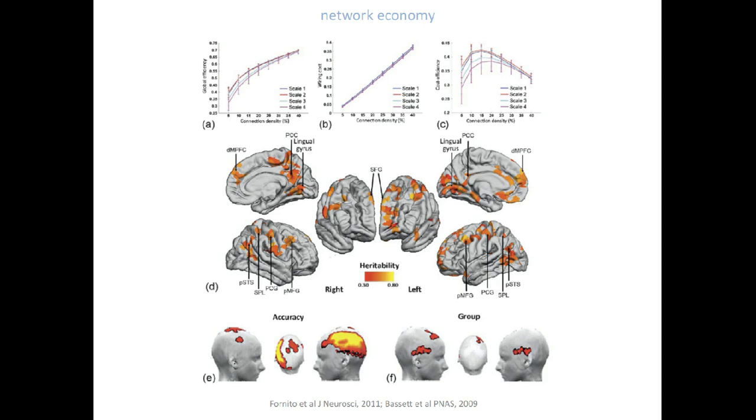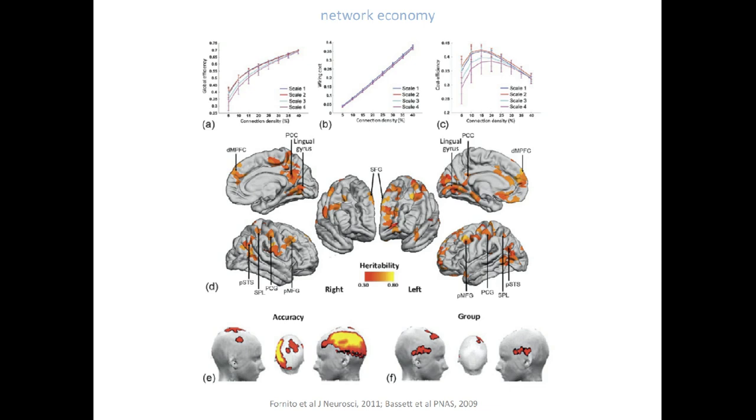The height of this peak and the precise density at which it occurs varies across different people. It's been shown that this variability is under strong genetic influence, so up to 60 to 80% of the variance between people is explained by genes. It's also related to cognitive abilities. People with more cost-efficient networks tend to show better working memory performance. This is intuitive if you think that natural selection would favor connections that confer higher communication efficiency for lower communication cost.